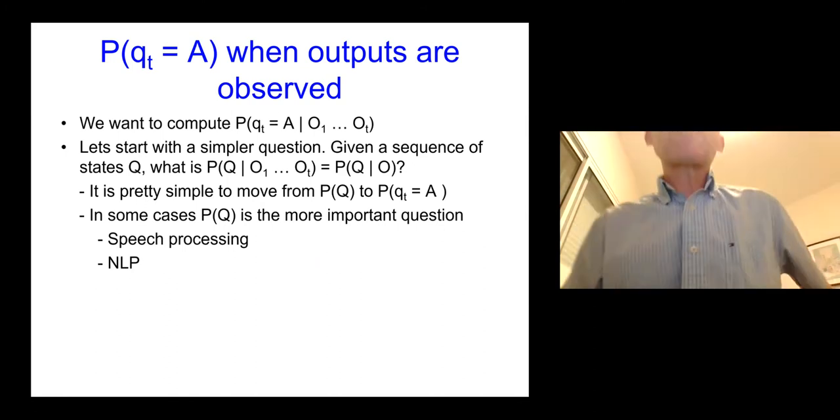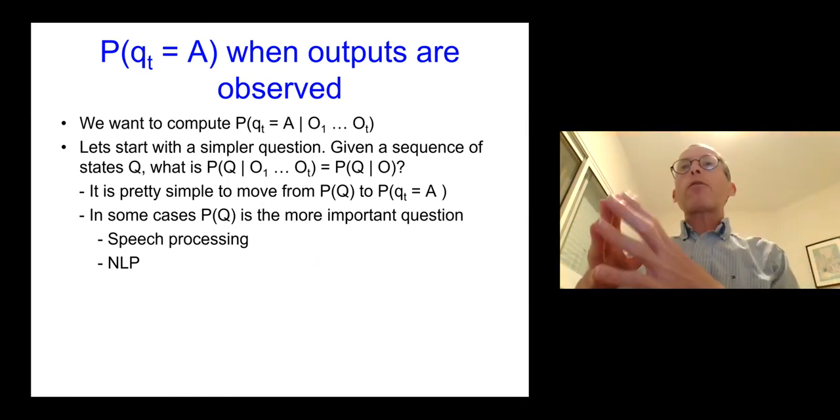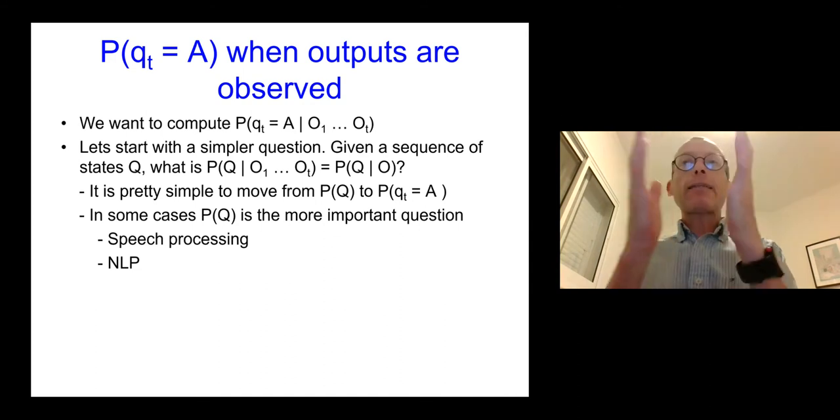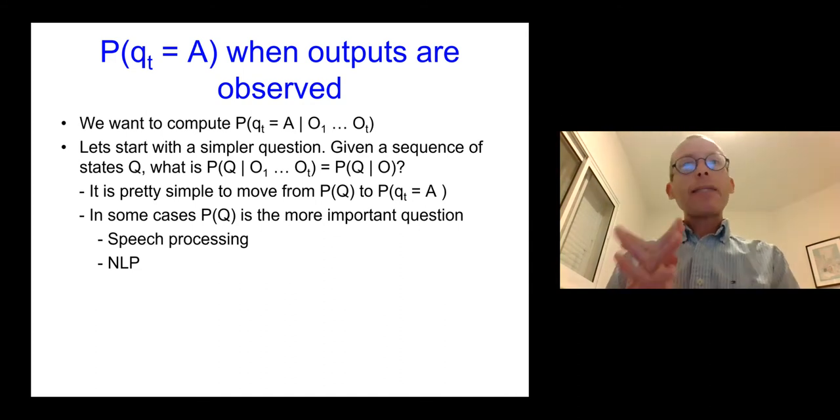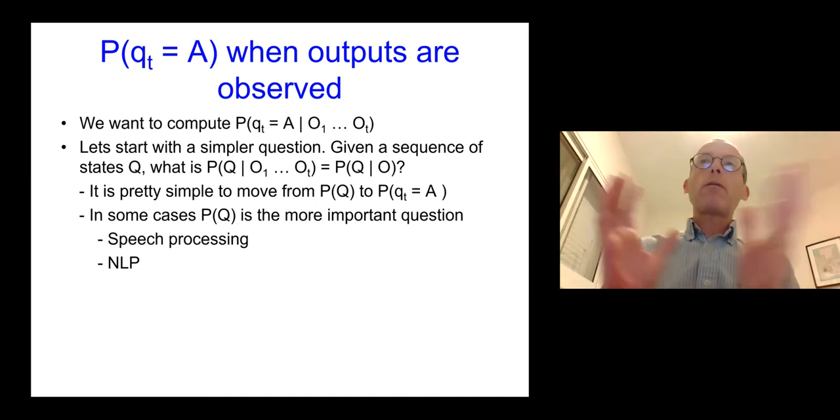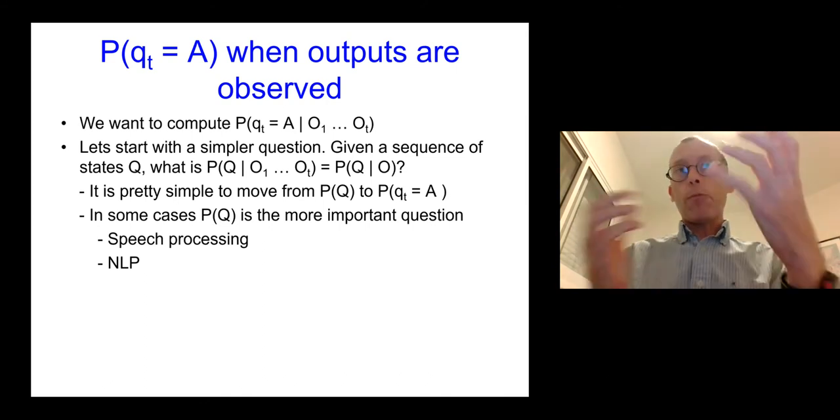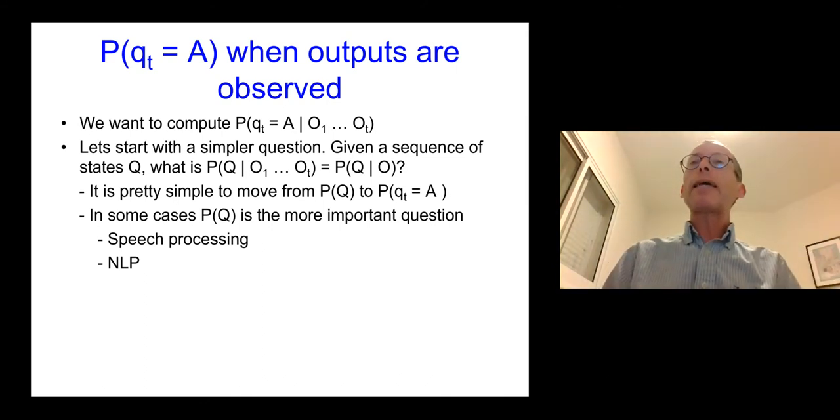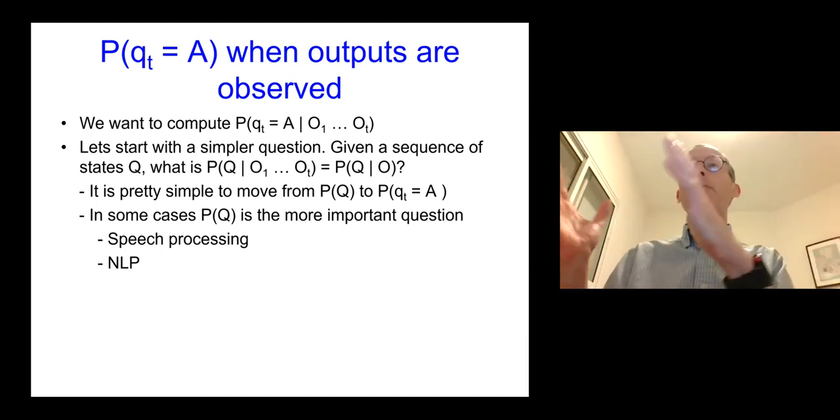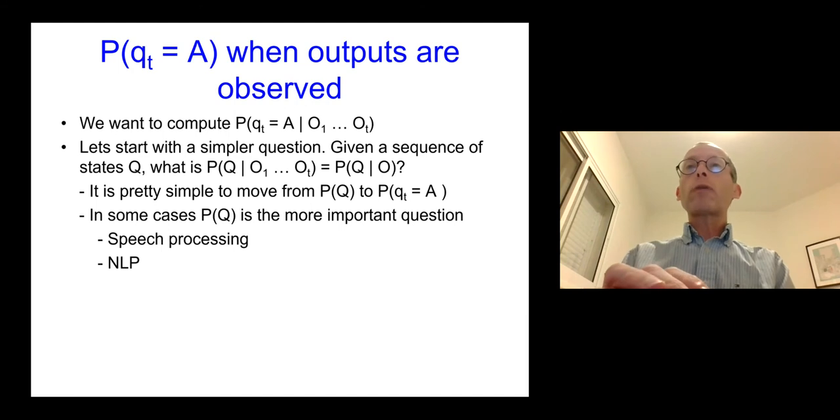Okay, so we want to compute the probability that after we saw a set of observations, we are really at a specific state. Let's start with a simple question, and then we'll answer it. Let's say that I give you a set of observations and a set of states, say A, A, B, B, B, A. And I want you to tell me the probability of that state sequence given the emissions.